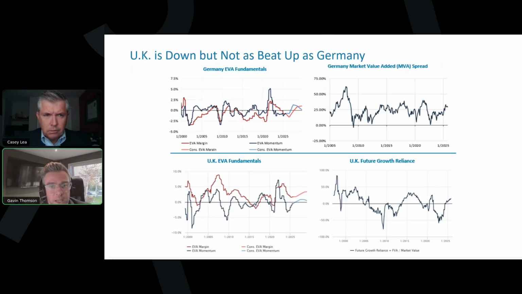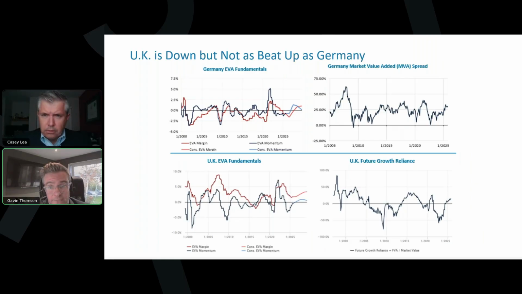So here we look at what we call two value-orientated markets, the UK and Germany. Germany at the top, and Germany's really struggled to gain traction the last 2 years. You see pretty much moving sideways from an EVA fundamental perspective. EVA margin is negative, and really Germany we see as a kind of turnaround story, but it's clear it will take still more time for that turnaround to come through.